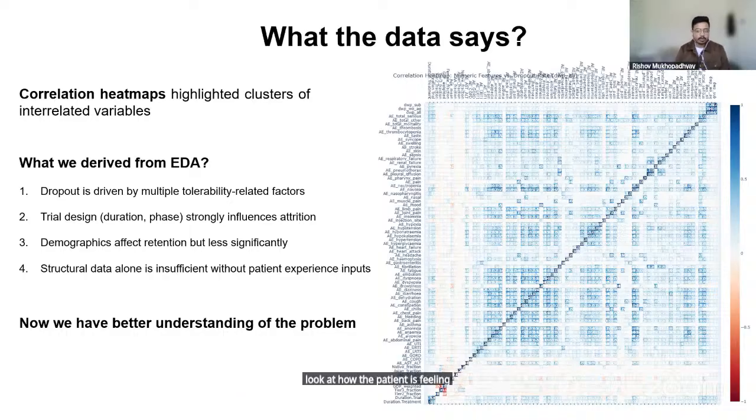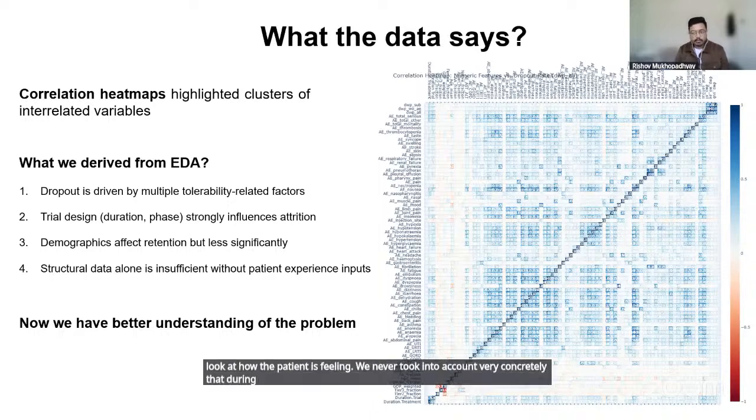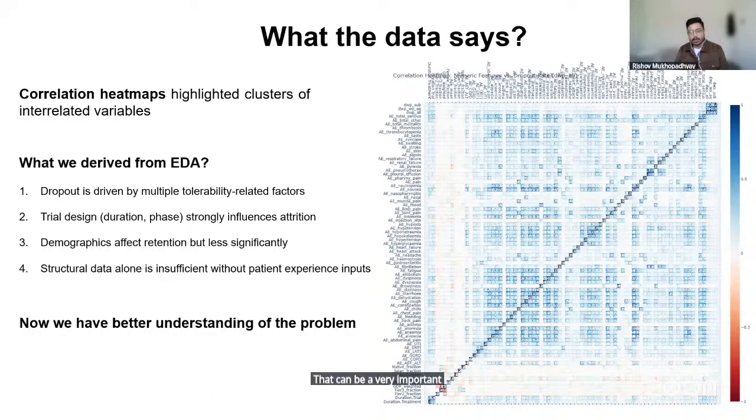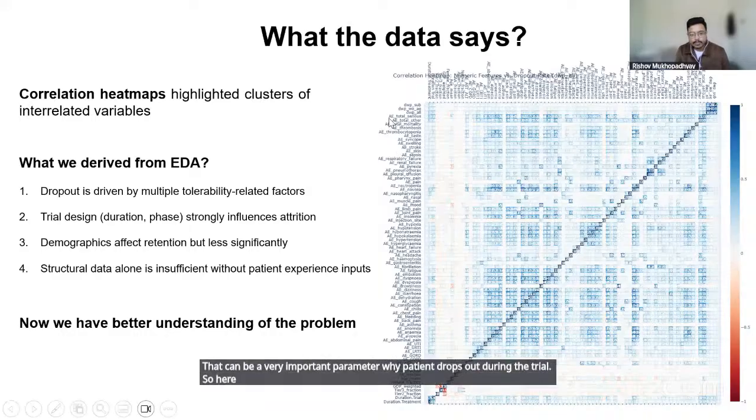We never took into account very concretely what kind of adverse effects a patient is facing during the trial. Or definitely we took it into account, but that can be a very important parameter for why a patient drops out during the trial. So here you can see that all these AEs, which are adverse effects, are all the complaints that the patient is making.